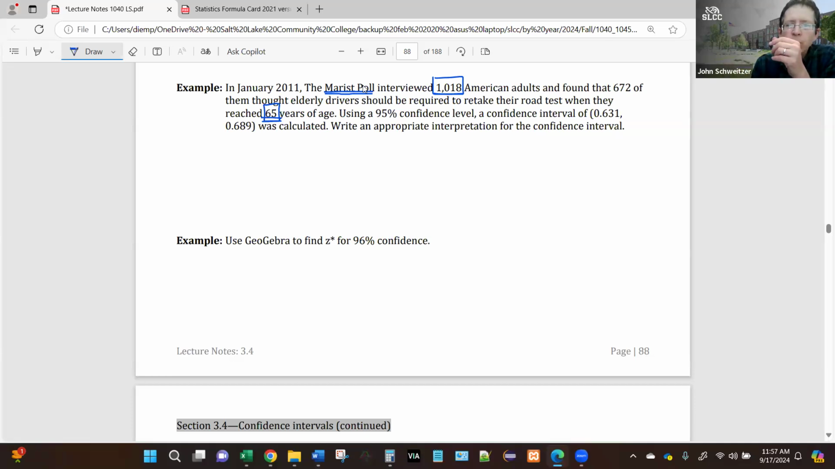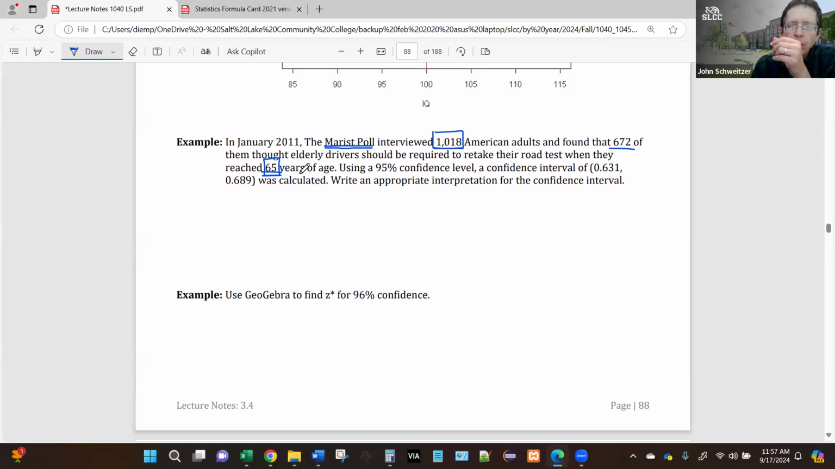Okay, so of those 1,018, 672 said yes, we think this is a good idea. Okay, so what kind of data is this? Well, either you're in favor of it or you're not, right? So this is categorical data, right? So we know that we're looking at P, the population proportion, right? So this is the proportion of all American adults in favor of the road test. Okay, so good.